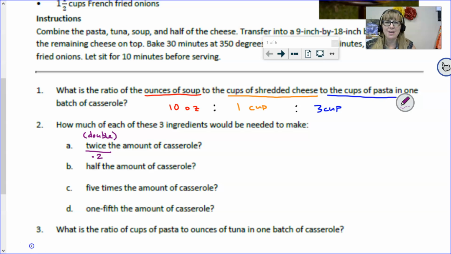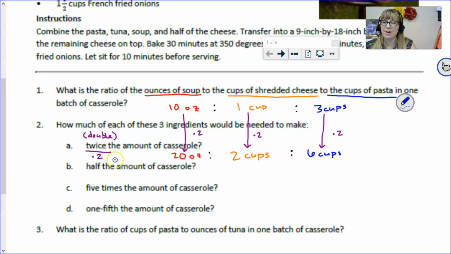Why might I need to double the recipe? Well, maybe we have our cousins coming over, so we need to make extra to make sure that we have enough. When I do that, the 10 ounces needs to be multiplied by 2, and now I have 20 ounces. But I can't just double the ounces of soup. I also need to make sure that I am doubling the cups of cheese. So I'm also going to multiply this by 2. And 1 cup of cheese doubled is going to become 2 cups of that shredded cheese. And 3 cups of pasta also needs to be doubled and is now going to become 6 cups of pasta.